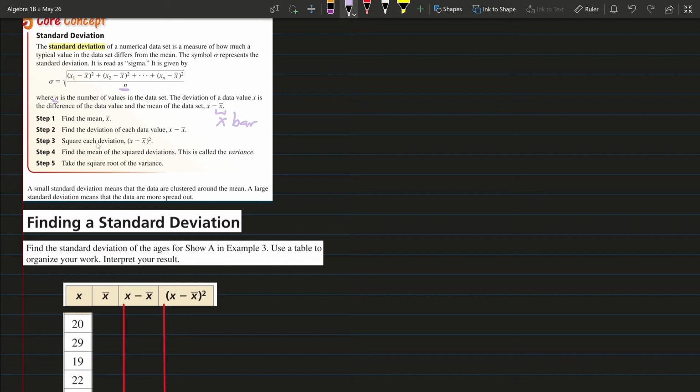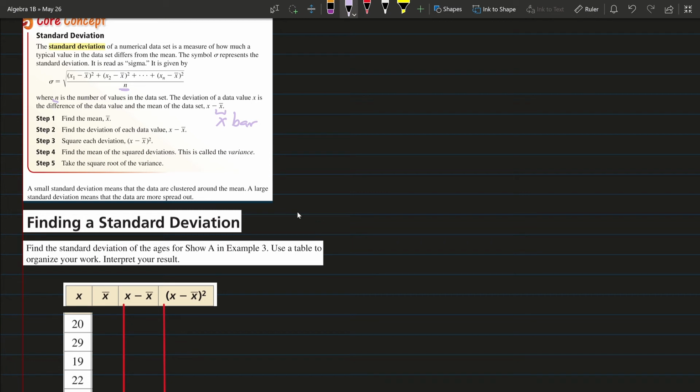And then you will square each deviation. Once you find the answer for this, you will square it. And then find the mean of the squared deviations. Just like you normally do with the mean, you add them all up and divide by the number of terms. Whatever your answer is here is called the variance. Then you take the square root of the variance for step 5. A small standard deviation means that the data is clustered around the mean. A large standard deviation means that the data is more spread out, right? It deviates, it's farther away.